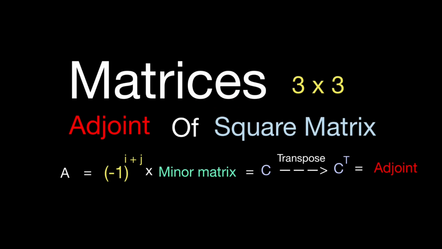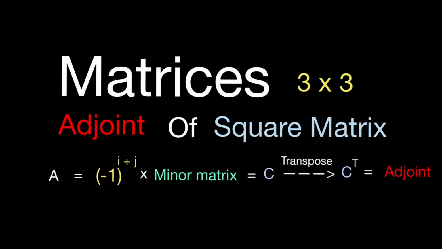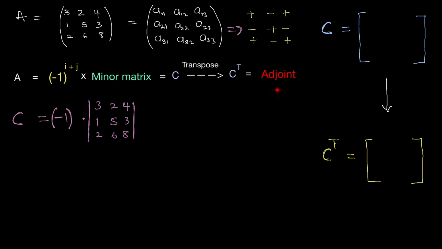Matrices: we're going to find the adjoint of a 3 by 3 square matrix. To find the adjoint of a square matrix A, we take each element in the square matrix and multiply it by that element's minor matrix, and then we get the cofactor of each element of matrix A. If we transpose the cofactor, we then get the adjoint of matrix A. Transpose means we're changing the columns into rows and rows into columns.